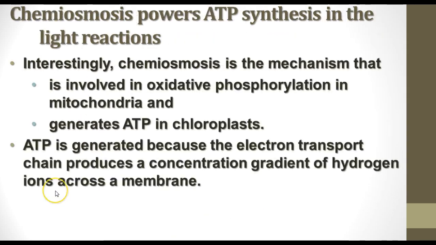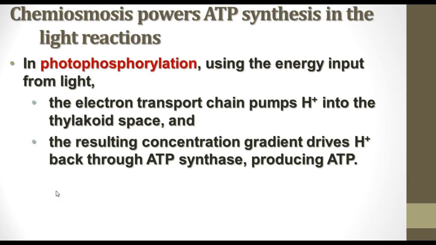So in photophosphorylation, we're going to use the energy from light to pump hydrogen ions into that space, and then we're going to have a concentration gradient building up, just like we saw in the intermembrane space in the mitochondrion. And there's also ATP synthase there. The concentration gradient is going to drive the hydrogen ions back through ATP synthase, and that's going to produce ATP, just like we saw in the mitochondrion.